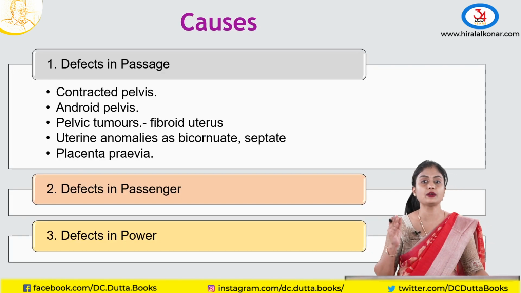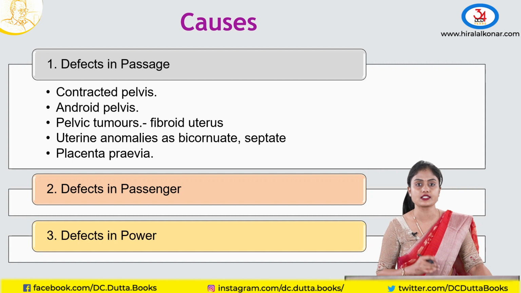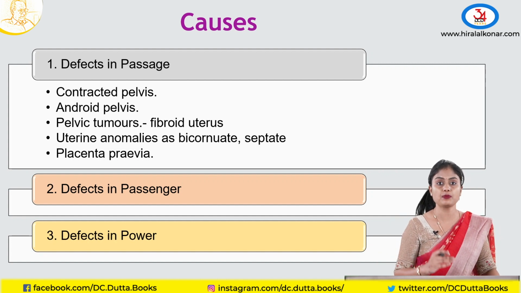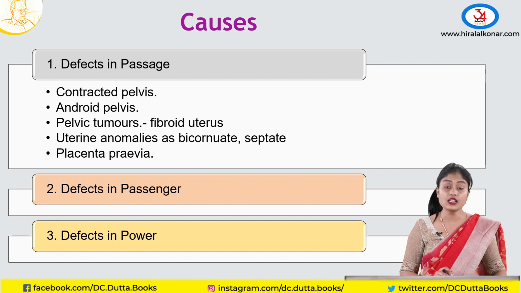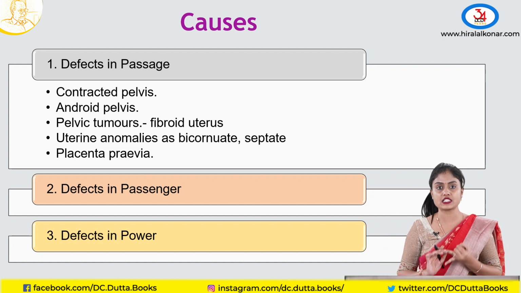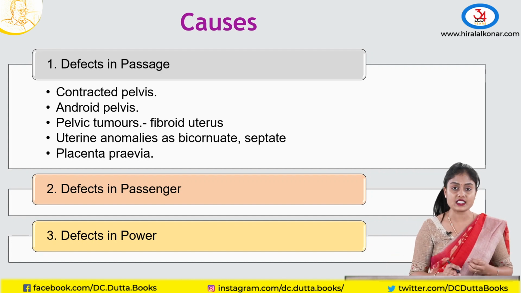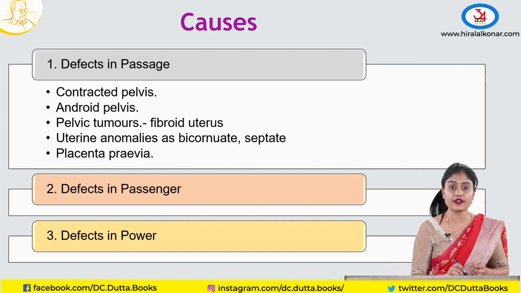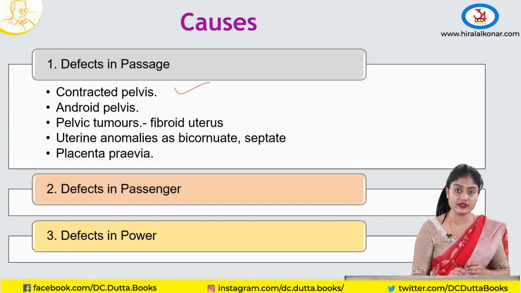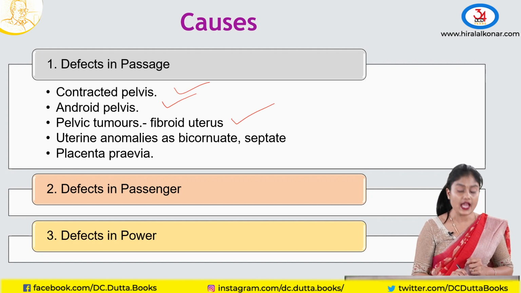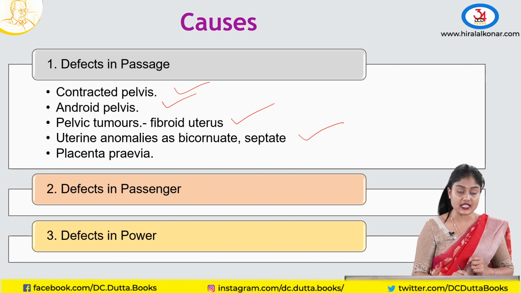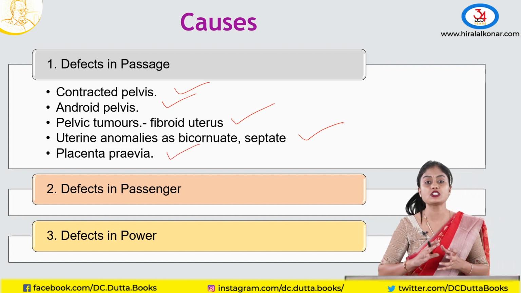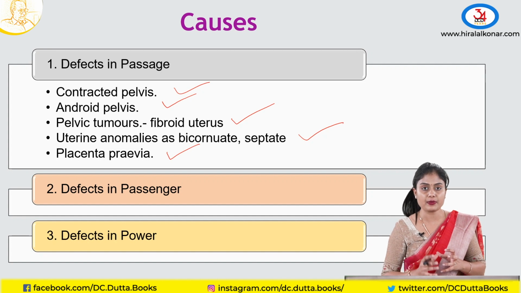So before beginning with the face presentation, let us see the causes. As you've already learned in malposition, the same are the causes in malpresentation of face also: defect in the passage, defect in the passenger and defect in the power. So the passage, let us repeat and revise. Defect in passage is for contracted pelvis, android pelvis, pelvic tumors like fibroid uterus, uterine anomalies like septate or bicornuate uterus, and placenta previa. These are the structures which prevent vertex or cephalic presentation.